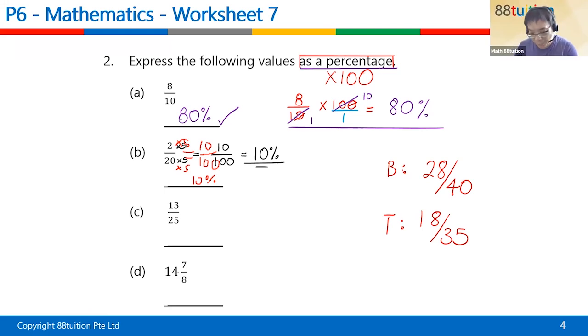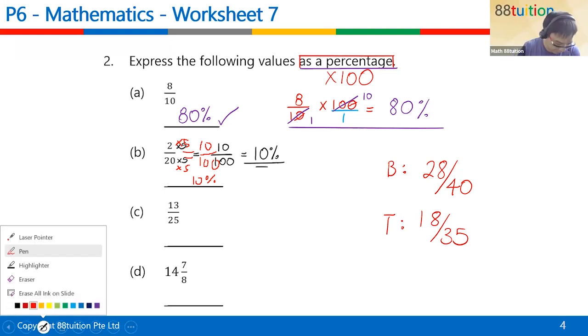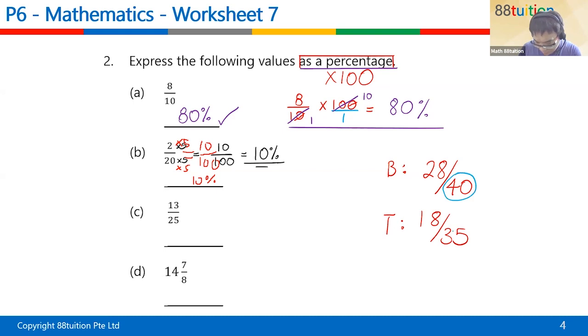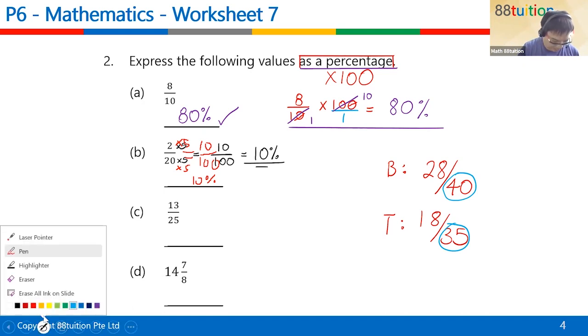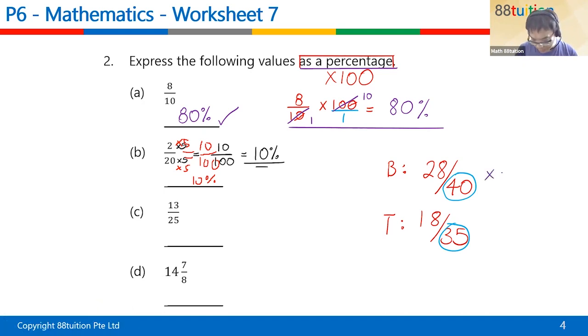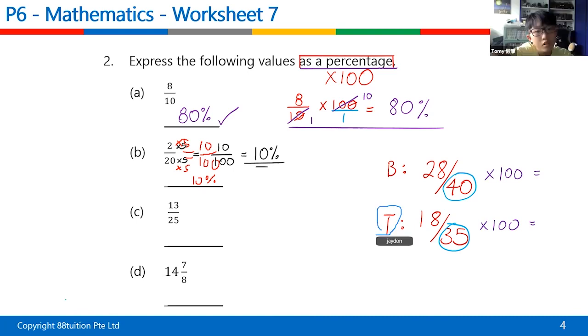At this moment, because the base is different, one base is 40 and the other is 35, how do we compare? It's not fair. That's the reason why we times 100 to it. So Tommy, do you think I did better or you did better? Most likely you. Are you sure?